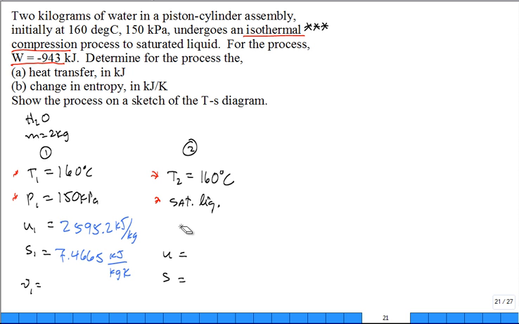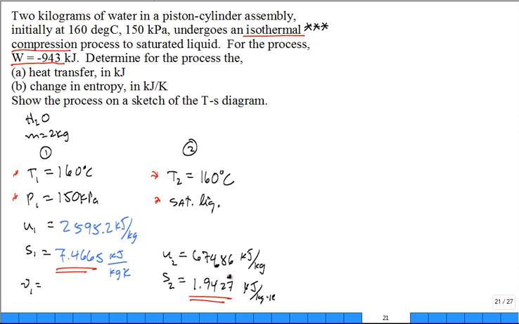Okay, let me just say I need U2. U2 is 674.86 kilojoules per kilogram, and S2 is 1.9427 kilojoules per kilogram Kelvin. Did the entropy go up or down in this process? It went down. Okay, it went down. All right.